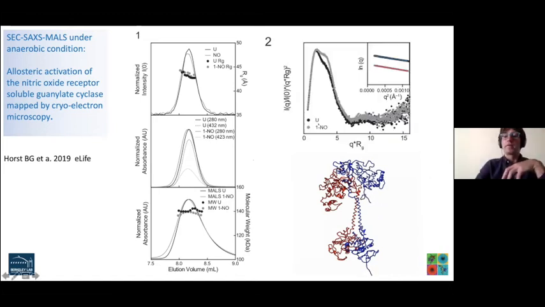I don't actually have the SAXS fit for this kind of modeling here, but you can see that activation in our anaerobic size exclusion coupled SAXS can be visible in the actual SAXS data with the difference in the scattering profiles.